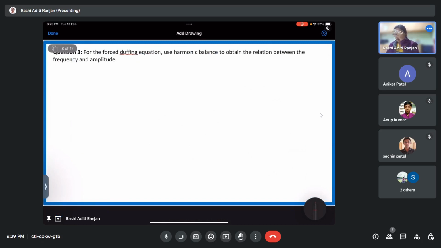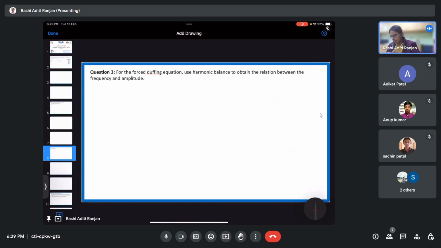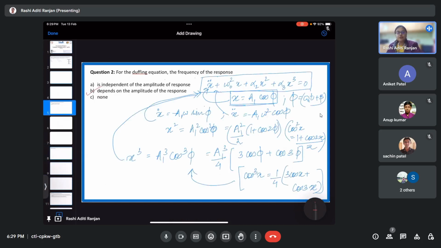Now coming on to the other question. For the forced Duffing equation, use harmonic balance to obtain the relation between the frequency and amplitude. Now what is a forced Duffing equation? It's very simple. The expression that I have shown you here is the Duffing equation. In case of the forced Duffing equation, there will be a forcing term.